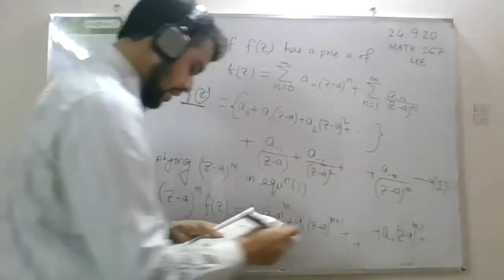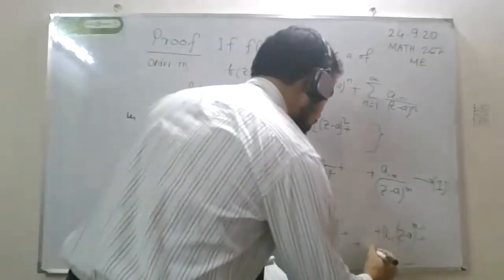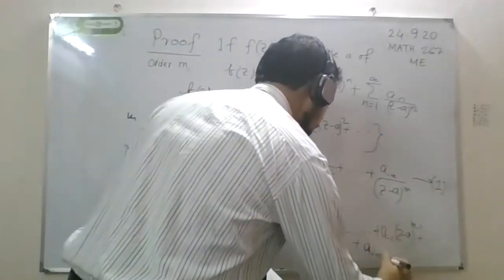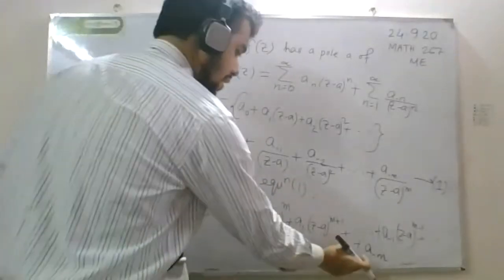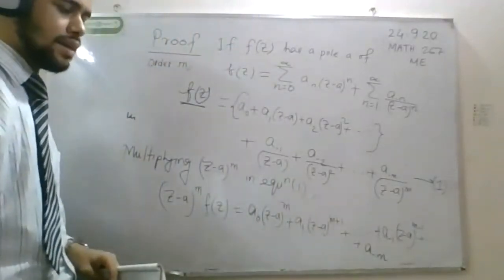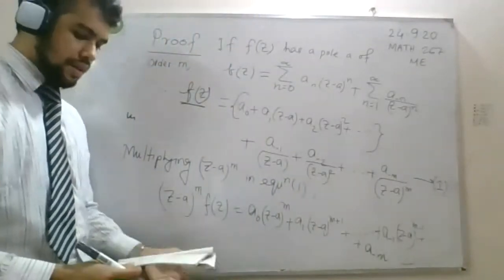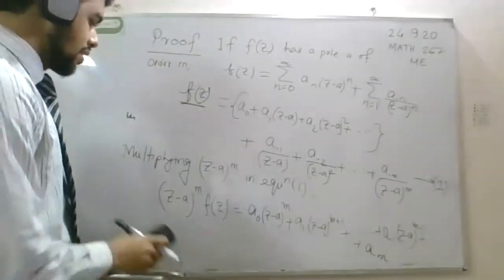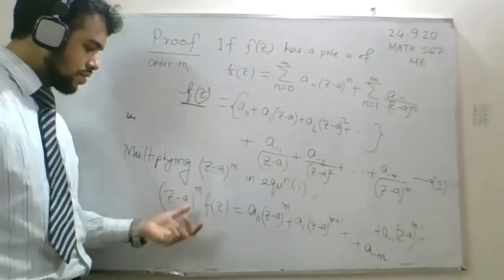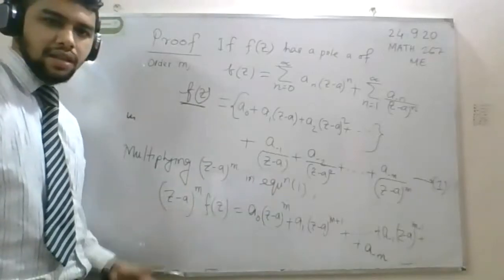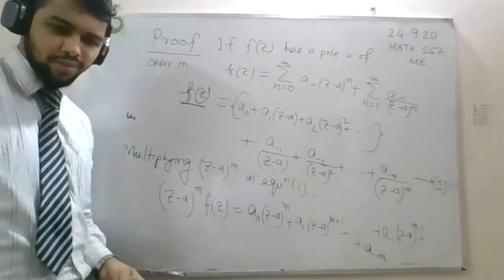And at last, you can get here, it will be minus a. So at the very end, I have plus a minus a. Now here, just look at here. Here you can get z minus a to the power n times f(z). Now what do we have to do for proving this theorem?